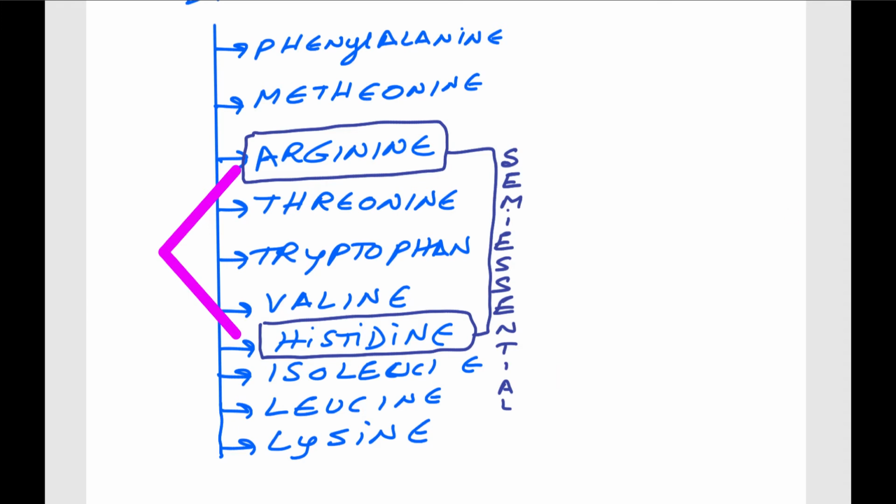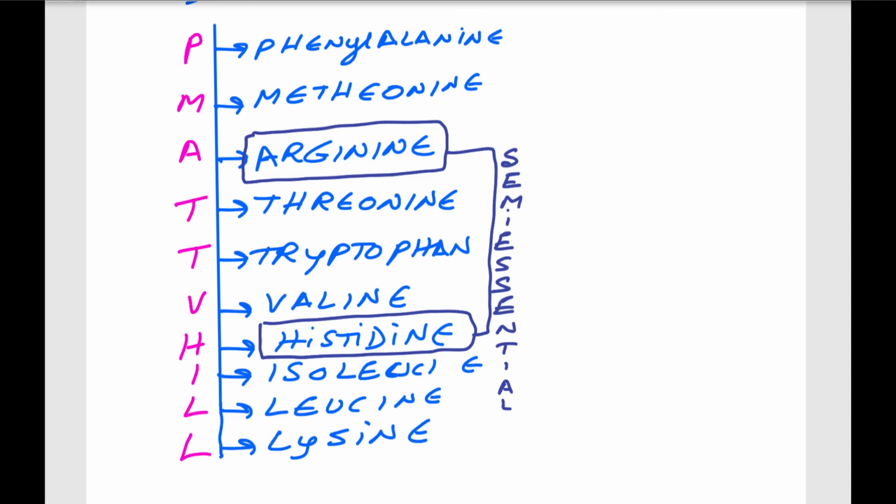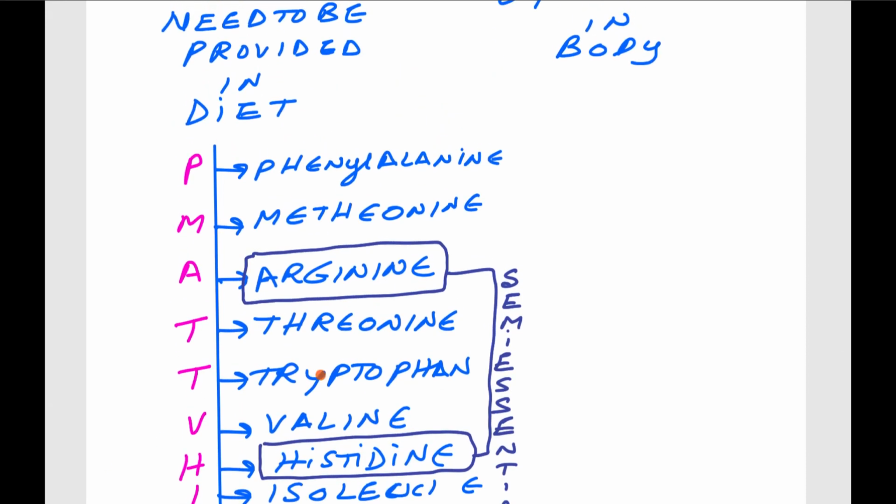To remember these amino acids, I would like to give one sentence. What is that sentence? Phenylalanine P, methionine M, arginine A, threonine T, tryptophan T, valine V, histidine H, isoleucine I, leucine L, and lysine L. So this is the sentence. Simply read this sentence: PM at TV Hill. If you remember this sentence, you can easily write the essential amino acids.